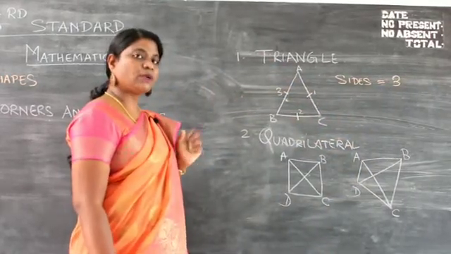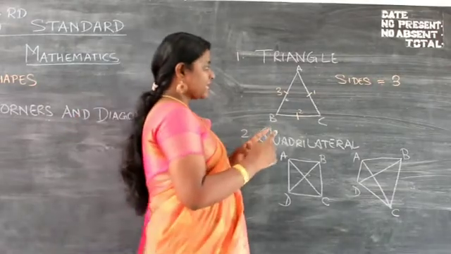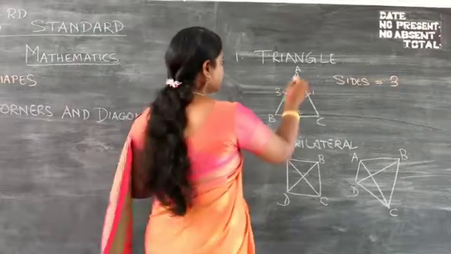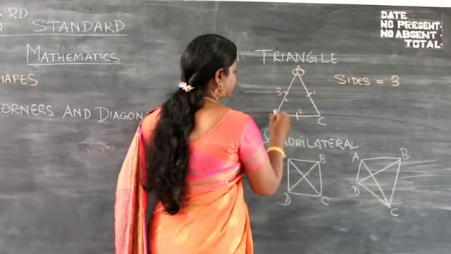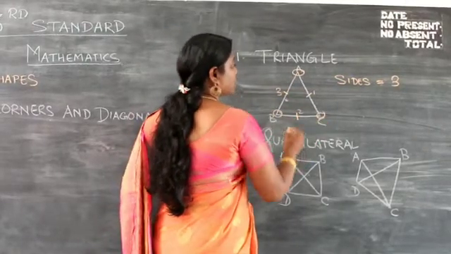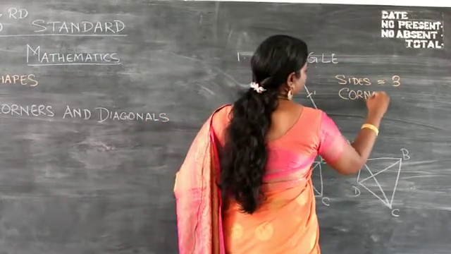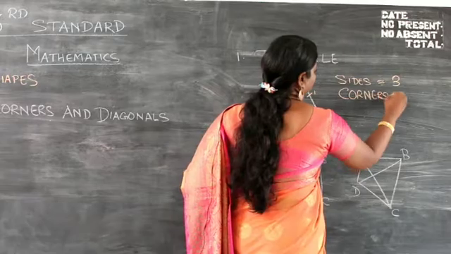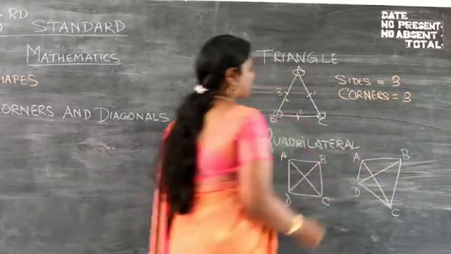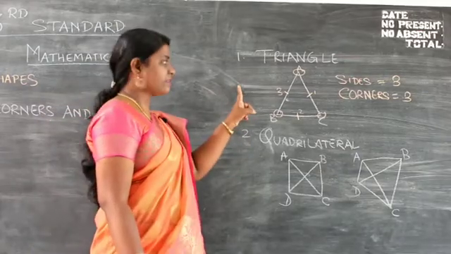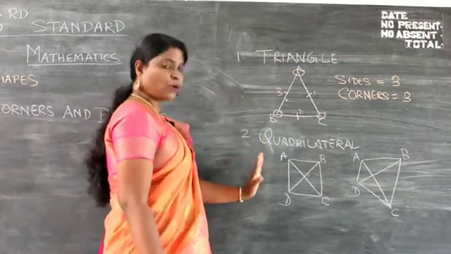Now you need to understand what are corners. When two straight lines meet at a point, that is called a corner. So this is one of your corners, this is the second one, this is the third one. So again, like sides, even the corners are equal to 3. Okay? Now I'll move on to this and then we'll come back here when we are teaching diagonals. Okay? But I'm going to move on to this one.